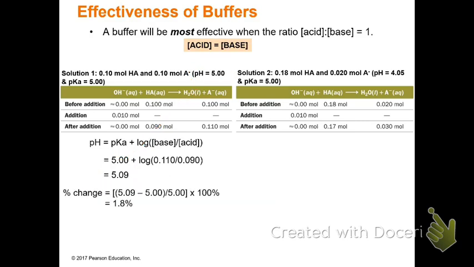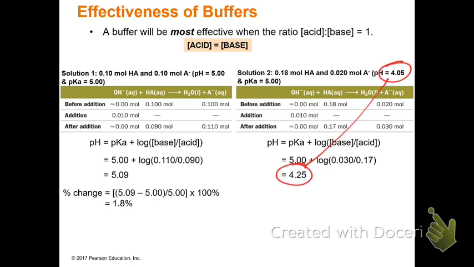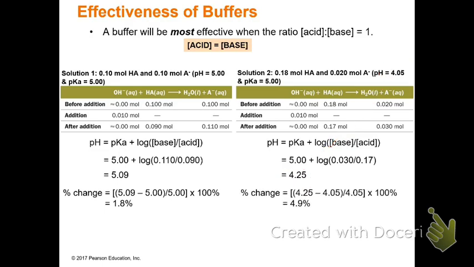Here's a cleaner version. So for solution number 1, the percent change in the pH is only 1.8%. Looking at solution number 2, we'll do the same thing. So the pH changed from 4.05 to 4.25. Okay, and looking at the percent change here, we get 4.9%. So 1.8% versus 4.9%. You see that solution 1 is more effective in neutralizing the added sodium hydroxide.